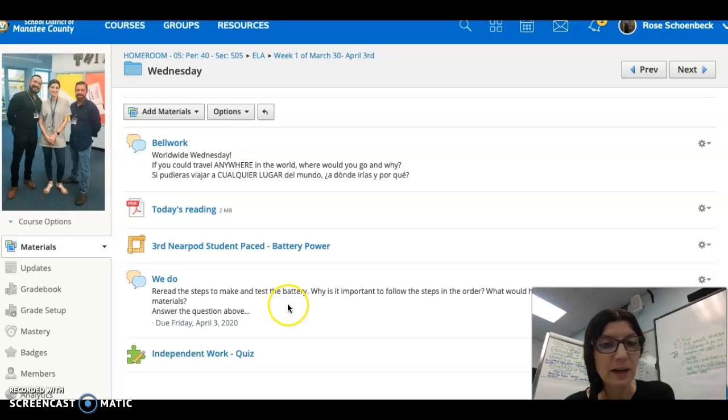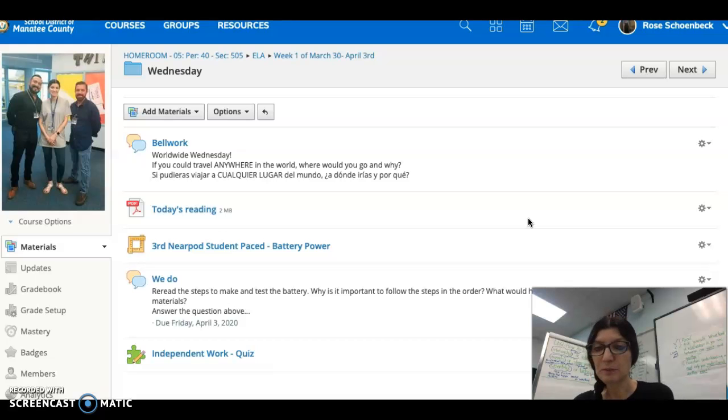And then you have the we do. Reread the steps to make and test the battery. Why is it important to follow the steps in order? What would happen if you didn't? Or if you use different materials? And then at the bottom you have a quiz. After that, then your Wednesday is done. So let's continue, shall we?